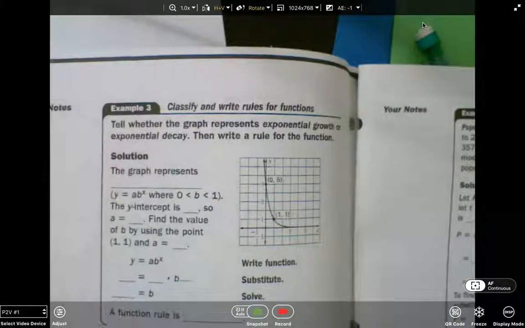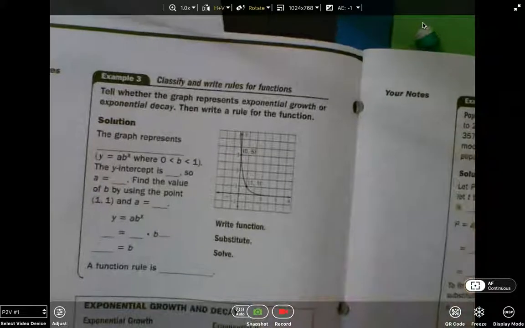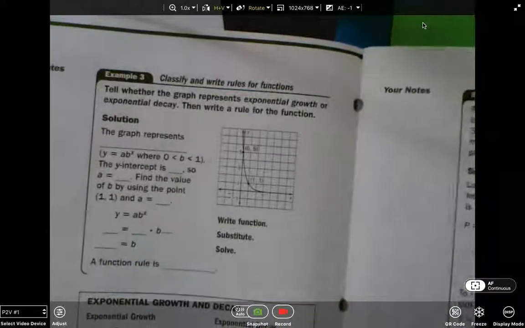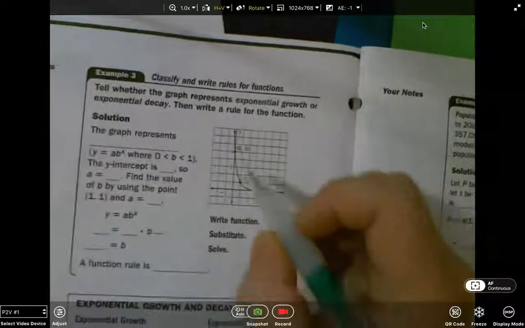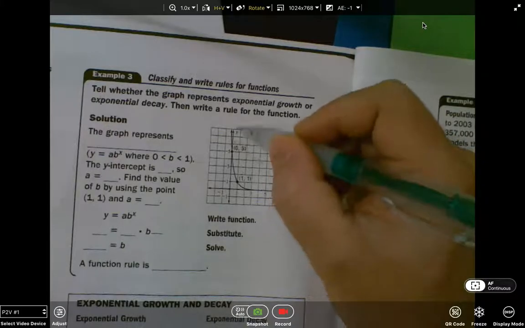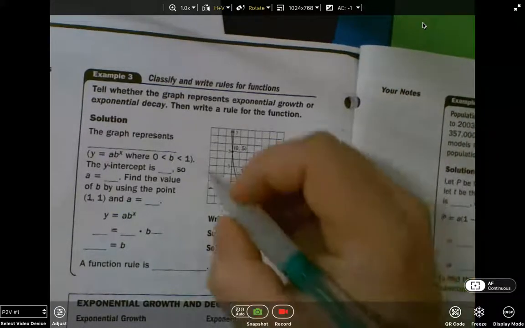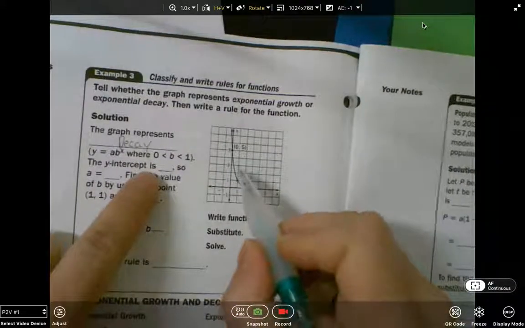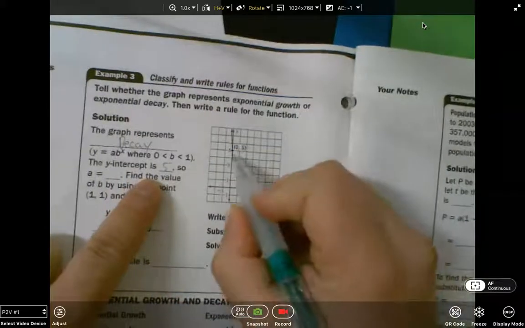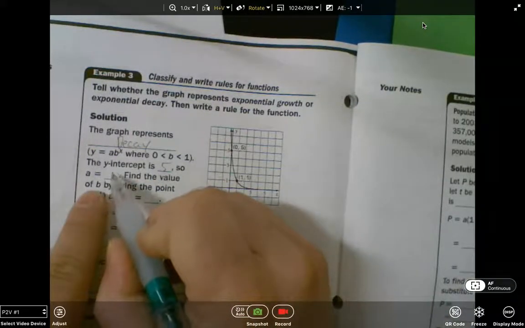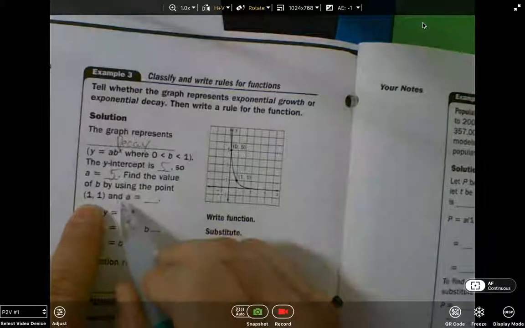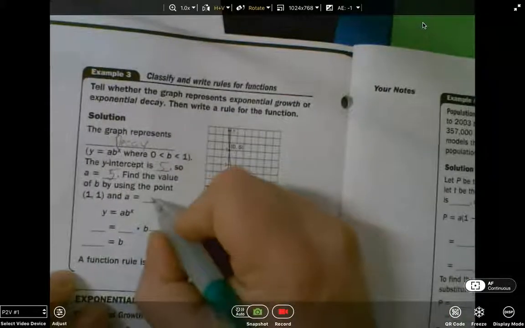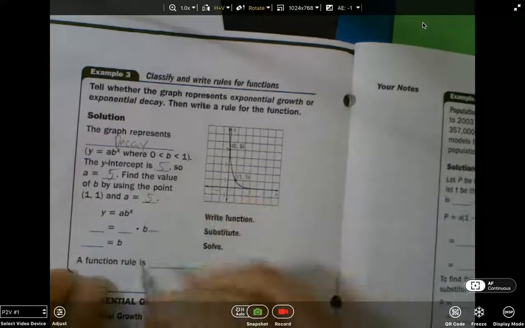All right, example 3. We're going to tell whether the graph represents growth or decay, and then we're going to write the rule. By looking at this, could you tell me if this is growth or decay? Of course, it's definitely decay. The y-intercept here is at 5, so that means my a value is going to be 5. Then I'm going to find the value of b by using the point (1, 1).